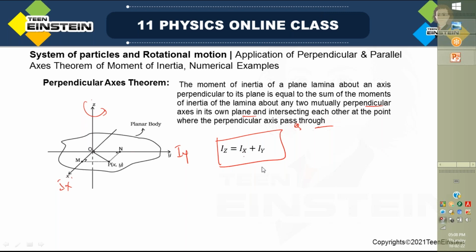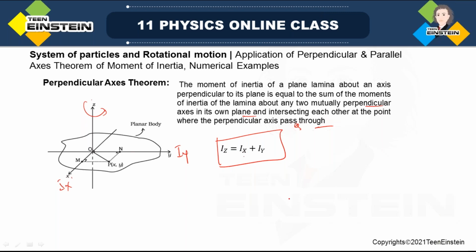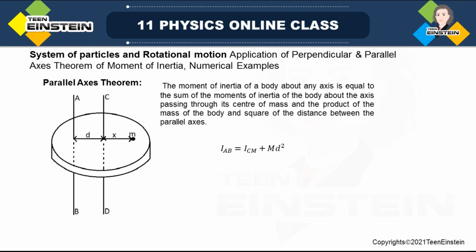Let us now go to the next part, the parallel axis theorem. The moment of inertia about any axis is equal to the sum of the moment of inertia of the body about an axis passing through its center of mass, and the product of the mass of the body and the square of the distance between the parallel axes.